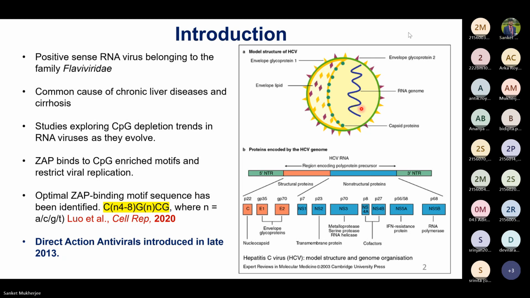Now, this is how the virus looks, and in its protein coding region it has three structural proteins: the capsid and enveloped glycoproteins. We will see about these proteins later in this study.